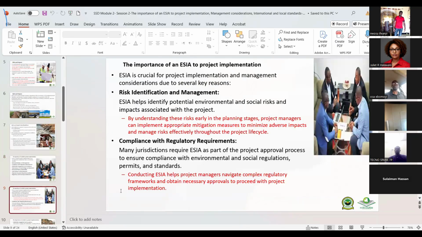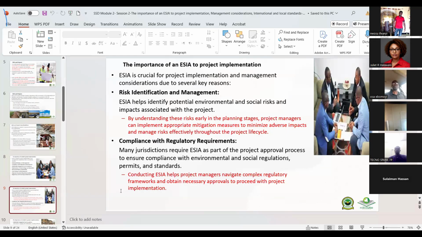So we start from risk identification and management. Like we've always said, ESIA helps to identify potential environmental and social risks. Why would you want to do that? By understanding these risks early in the planning stage, project managers can implement appropriate mitigation measures to minimize adverse impact and also manage risk effectively throughout the project's lifespan. It's very, very important.